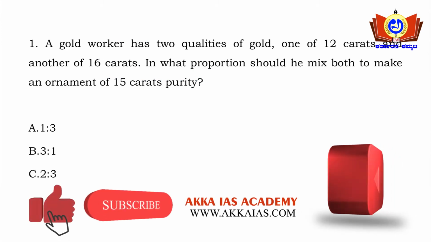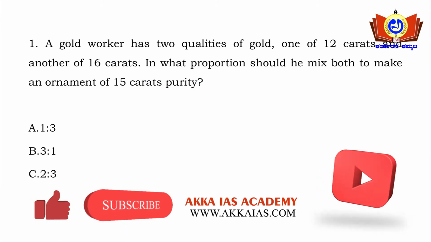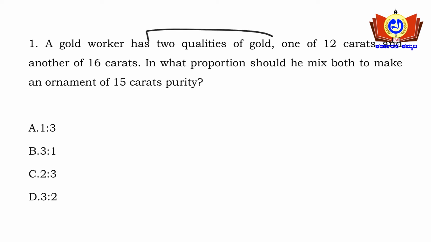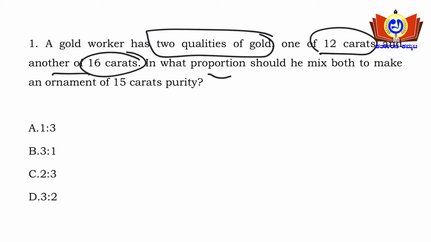The first question is, a gold worker has two qualities of gold, one of 12 carat and another of 16 carat. In what proportion should he mix both to make an ornament of 15 carats purity? See, there are two qualities of gold, 12 carat and 16 carat. That is the question here.